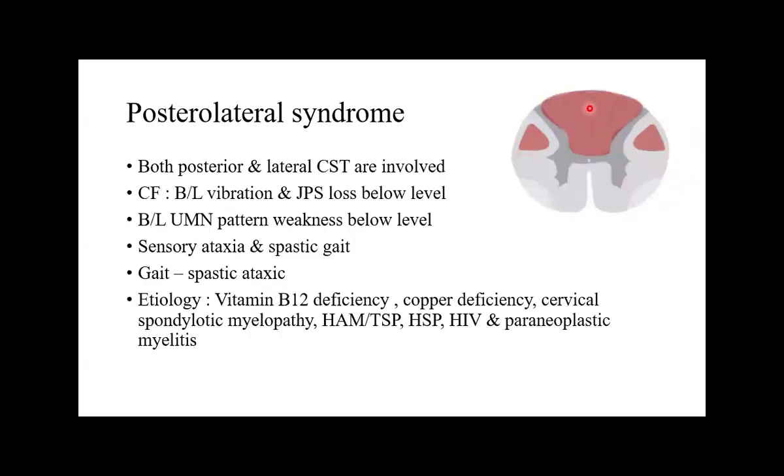Then next is the posterolateral syndrome, where both the posterior and the lateral corticospinal tract are involved. They present with bilateral vibration and joint position loss below the level, and bilateral UMN pattern of weakness below the level. They can also present with sensory ataxia and spastic gait. The etiologies commonly mentioned are vitamin B12 deficiency, copper deficiency, cervical spondylotic myelopathy, HTLV associated myelopathy or tropical spastic paraparesis, hereditary spastic paraparesis, HIV, and paraneoplastic myelitis.